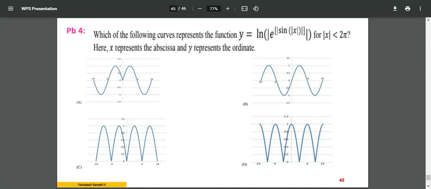Which of the 4 graphs represents this particular equation is the question. In the first graph, just to give you a hint, the value moves with a particular shape, right? Mirror image, first as well as second. I think all are moving with a slightly mirror-image kind of pattern.